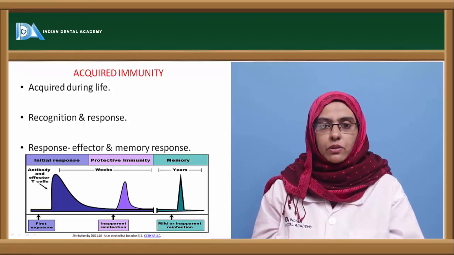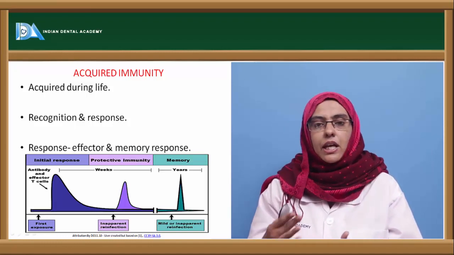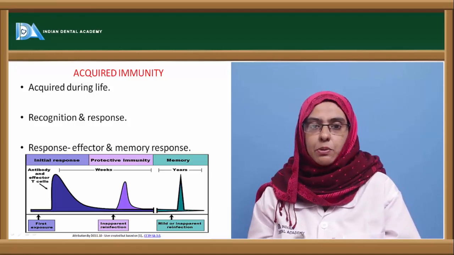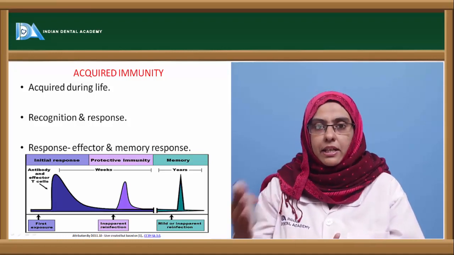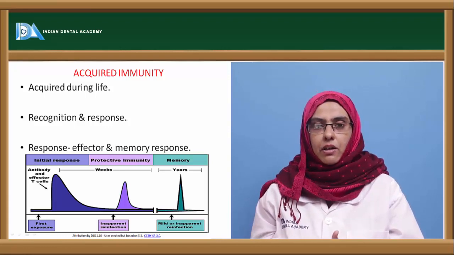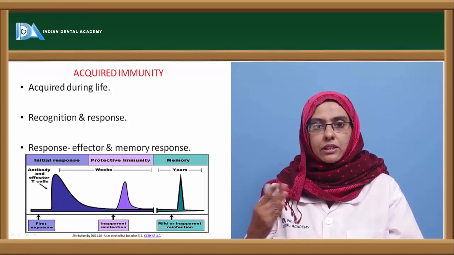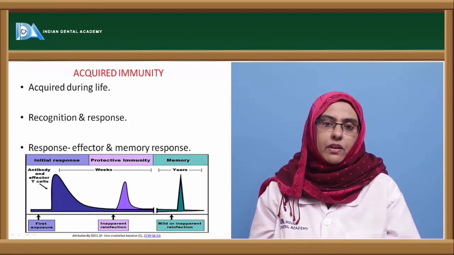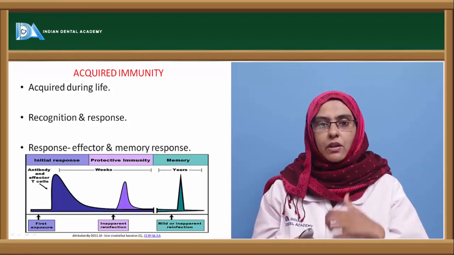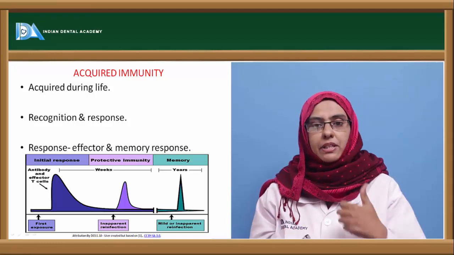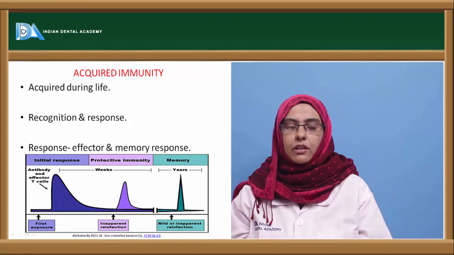The response is of 2 types. One is called as the effector response. The other one is called as the memory response. Effector response is the initial response towards the organism. So immediate response that we give towards a particular organism is called as the effector response, and memory response is the one that is on subsequent infection with the same type of organism. The memory cells keep circulating in our body, and during the next time of infection, these memory cells will go and interact and eliminate the organism.